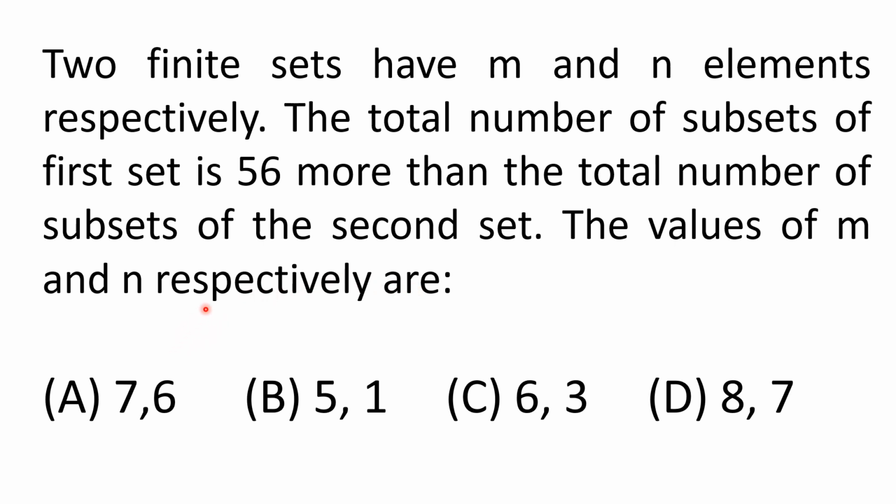We are given two sets. One has m elements and another has n elements. The number of subsets of the first set is 56 more than the total number of subsets of the second set. We are supposed to find the values of m and n, that is, how many elements are in each of the two sets.